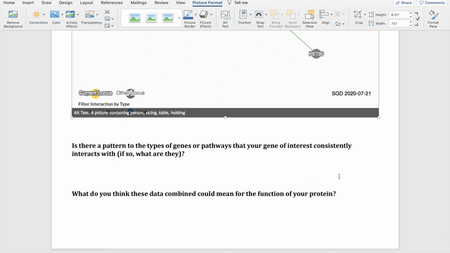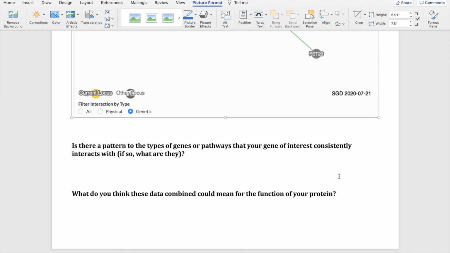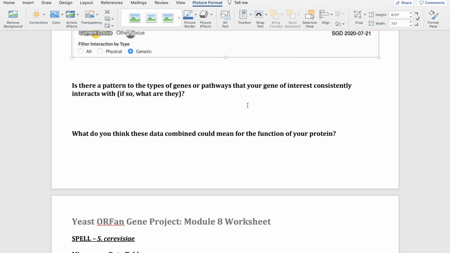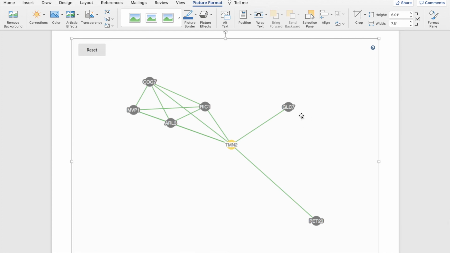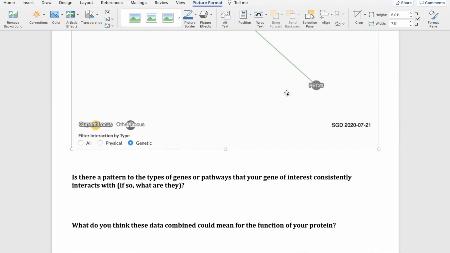So is there a pattern to the types of genes or pathways that your gene of interest consistently interacts with? If so, what are they? So if PET20 showed up multiple times, you would want to say that one showed up in both the interaction network and in this different network, both GeneMANIA and the SGD. Or again, if all of these genes talked about adhesion, filaments, and vacuolar to endosome functions, you would want to comment on that.